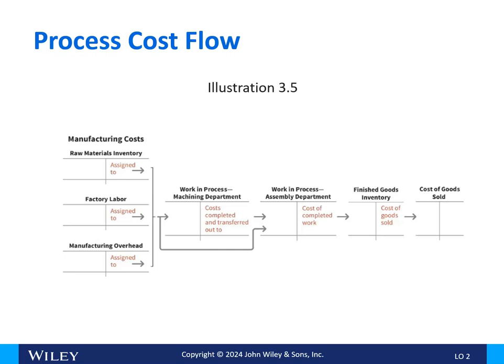As work gets done in the machining department, raw materials get sent to that department, into that work in process account. As it uses factory labor and overhead, those are assigned and moved to that department as well. Then when it moves to the assembly department, costs move from work in process machining to work in process assembly. There can be additional labor, overhead, and materials used. Once the job is complete, it moves from work in process assembly to the finished goods inventory account, and then once sold, gets transferred to the cost of goods sold account.